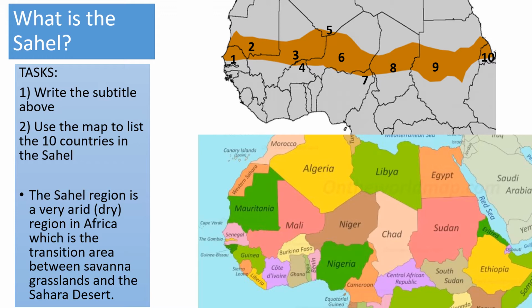Okay, now the Sahel region is a very, very arid, that means dry region in Africa, which is the transition area between savanna grasslands, which are grassy areas, and the Sahara Desert. So the Sahara Desert is absolutely desert, whereas the Sahel is kind of a semi-dry area. And unfortunately, recently, it's been turning more and more into desert. That's the bit that we're trying to turn green.